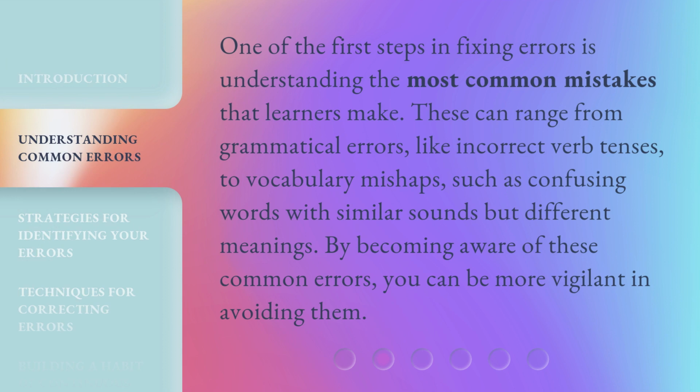One of the first steps in fixing errors is understanding the most common mistakes that learners make. These can range from grammatical errors, like incorrect verb tenses, to vocabulary mishaps, such as confusing words with similar sounds but different meanings. By becoming aware of these common errors, you can be more vigilant in avoiding them.